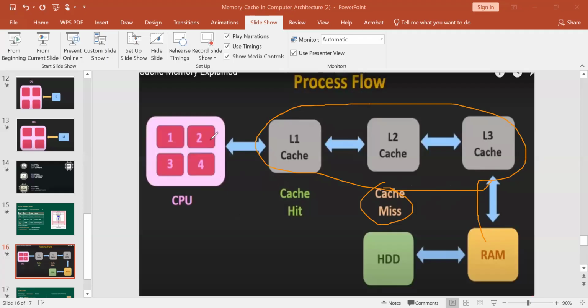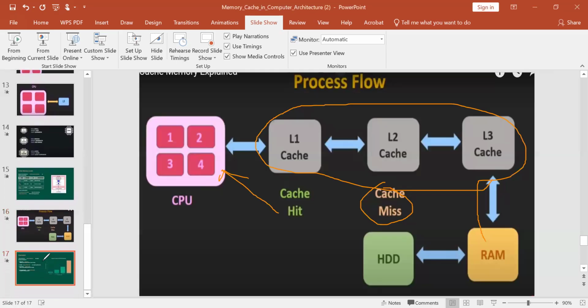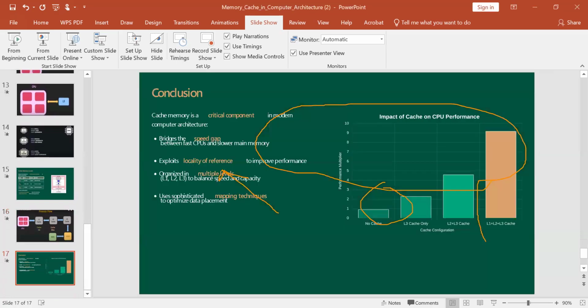So that the next time this data is requested by the CPU, we will then have what we call a cache hit. Why? Because the data will now be within the cache at the time of being requested, and it will be accessed by the CPU. So basically, that is how it works. Let's look at the importance of having this kind of system, the cache itself.